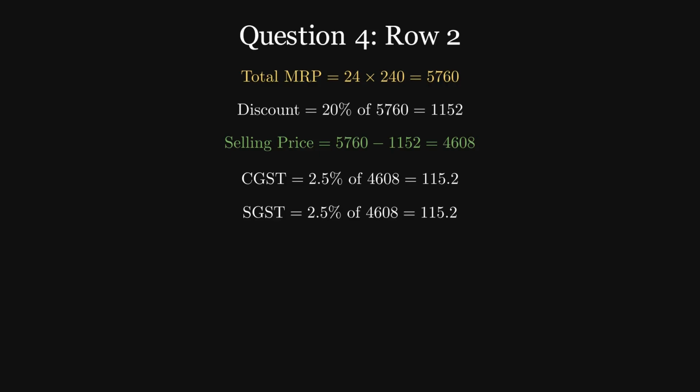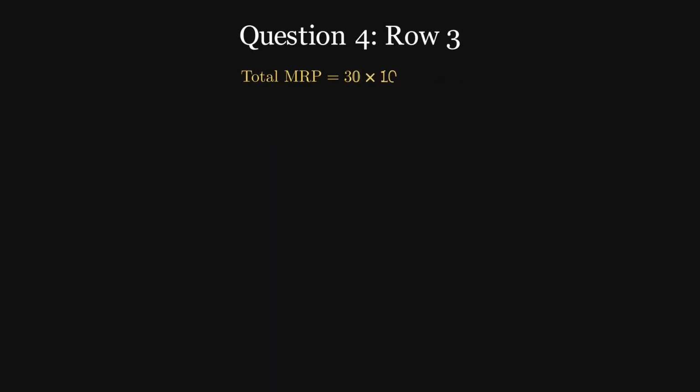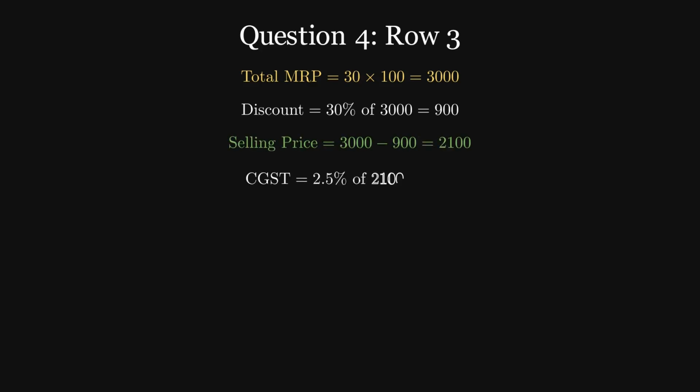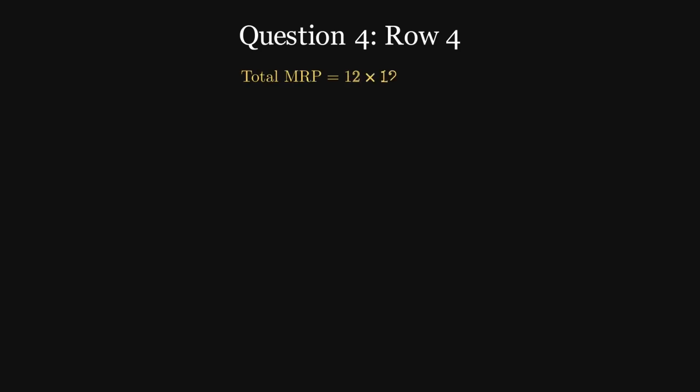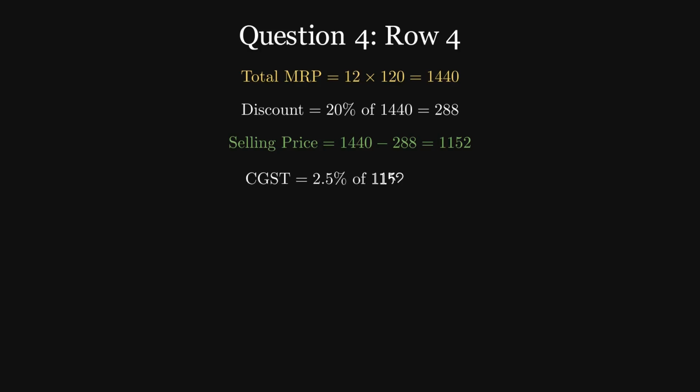For the third row, quantity is 30. MRP is rupees 100 and discount is 30%. Total MRP is rupees 3,000. Discount is rupees 900. Selling price is rupees 2,100. CGST is rupees 52.5. SGST is also rupees 52.5. Now coming for the fourth row, quantity is 12, MRP is rupees 120 and discount is 20%. Total MRP is rupees 1,440. Discount is rupees 288. Selling price is rupees 1,152. CGST is rupees 28.8. SGST is also rupees 28.8.